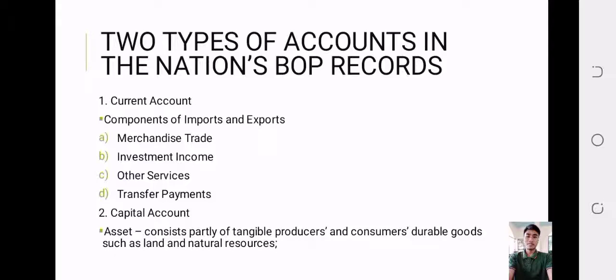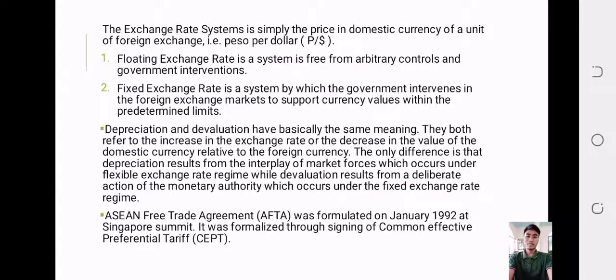Two types of accounts in national BOP records. First, the current account. Its components are exports and imports: merchandise trade, investment income, other services, and transfer payments. The second one is the capital account. Assets consist partly of tangible producer and consumer durable goods such as land and natural resources.